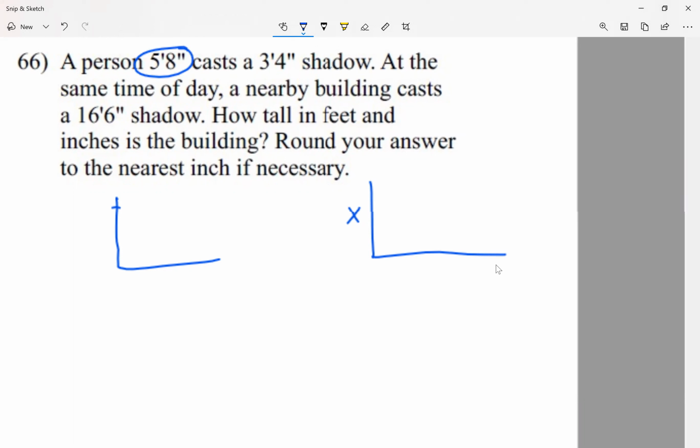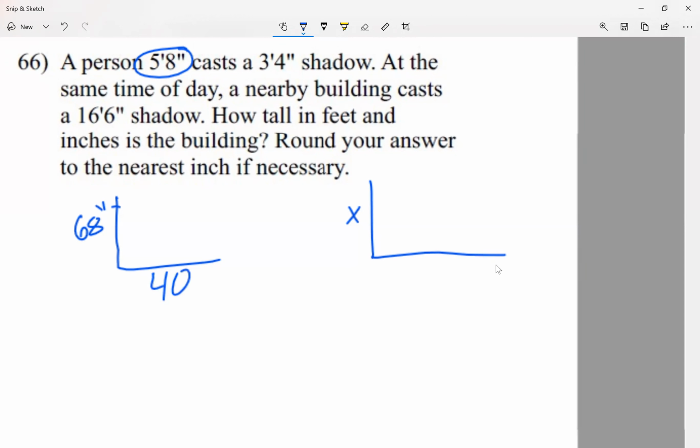The person was 5 feet 8 inches. I know there's 12 inches in a foot. So 5 feet will be 60 inches, 5 times 12. Now 5 feet 8 inches, I'm going to say this person is 68 inches tall. I moved everything to inches. The shadow is 3 feet 4 inches. I know 3 times 12 is 36, plus the 4 more inches. I'm going to say the shadow is 40 inches.